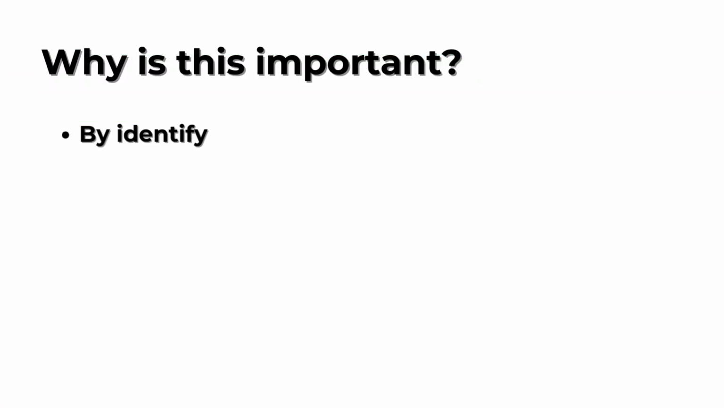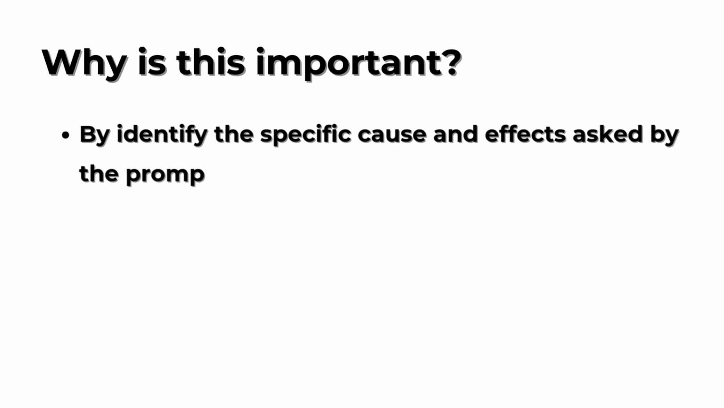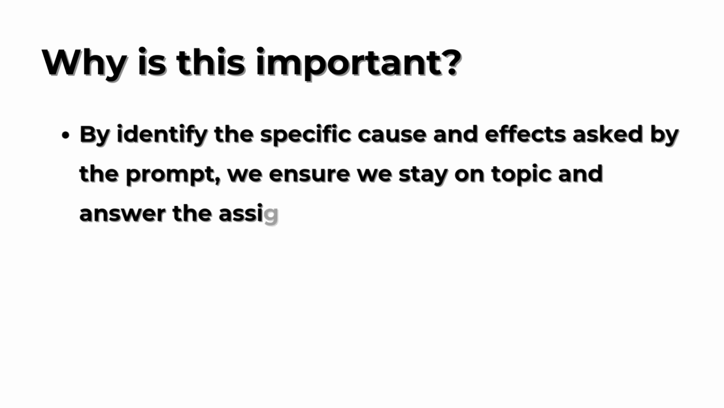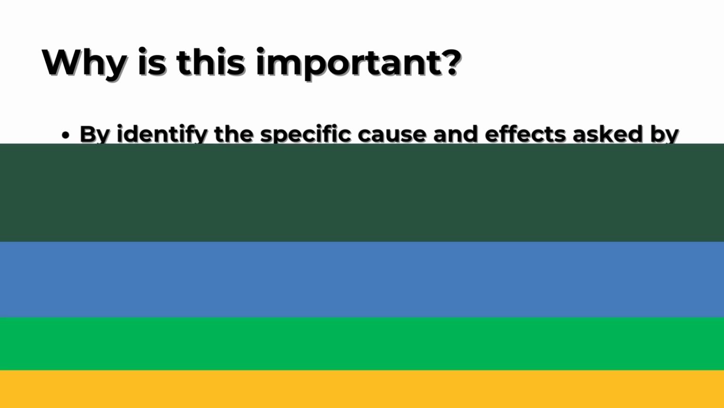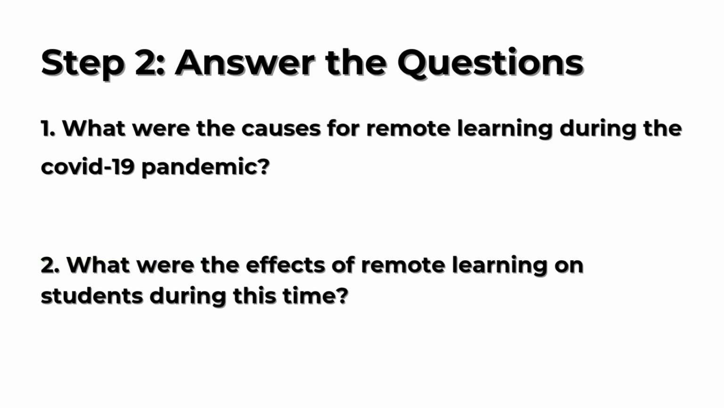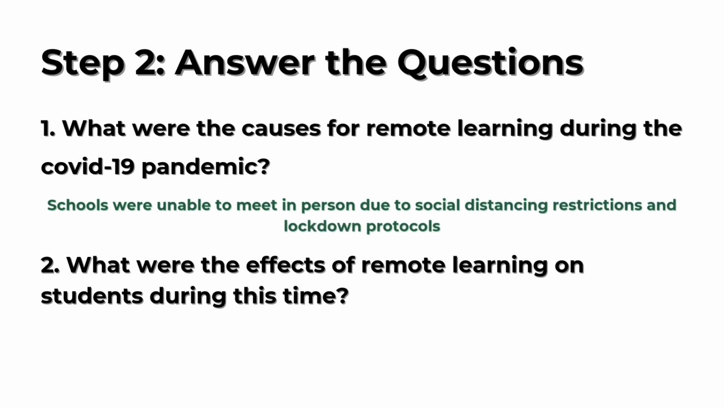This is an important step in this process because by identifying the specific causes and effects being asked by the prompt, we ensure that we stay on topic and answer the assignment properly while we're writing our essay. Now for our second step, let's answer these questions. So for the first question, what were the causes for remote learning during the COVID-19 pandemic? We could say, schools were unable to meet in person due to social distancing restrictions and lockdown protocols.